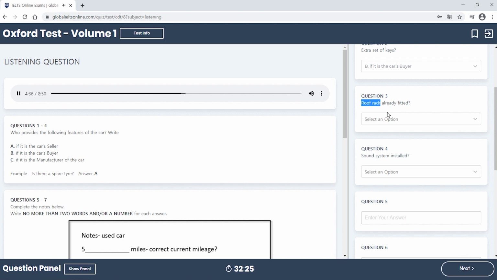This car has got the original roof rack, but the previous owner had replaced the stereo with an expensive one that he then kept.